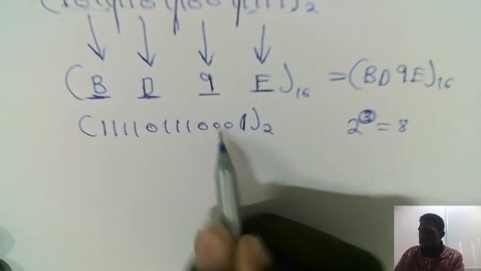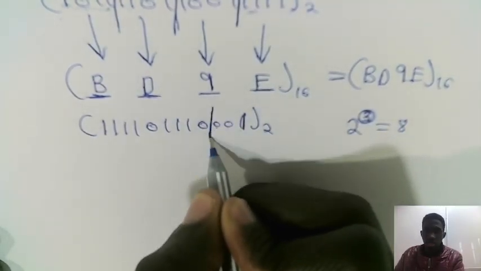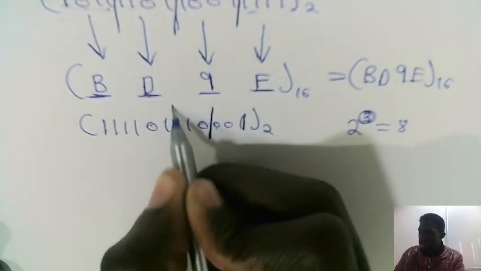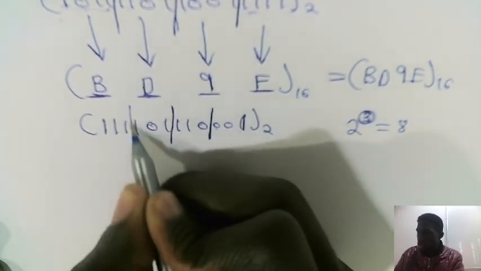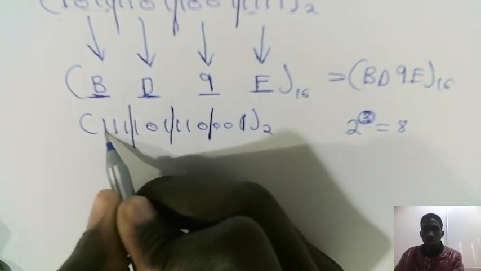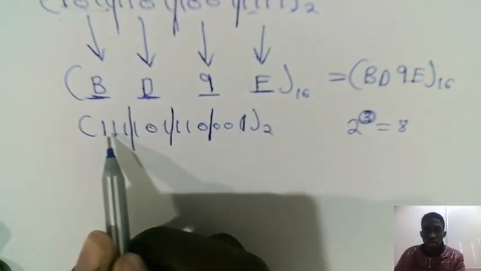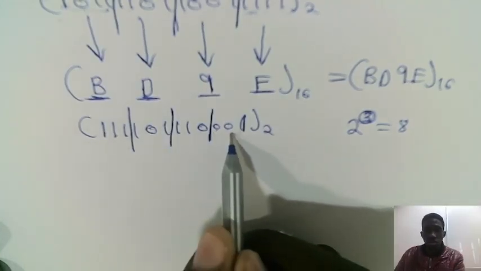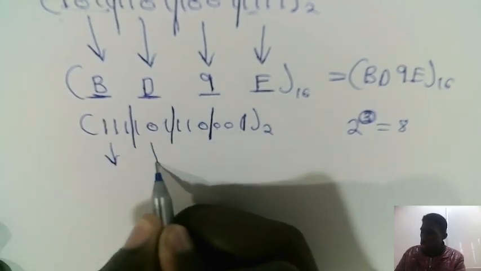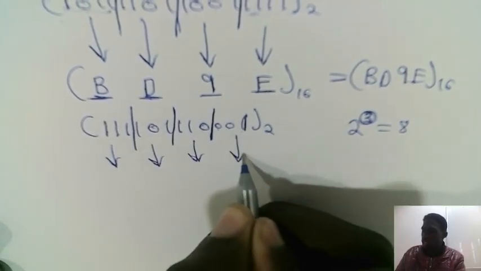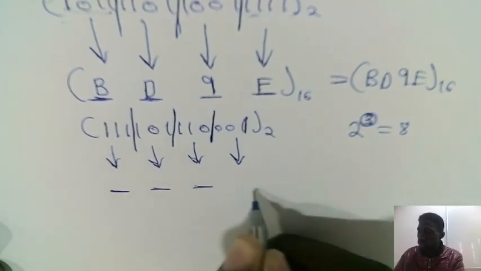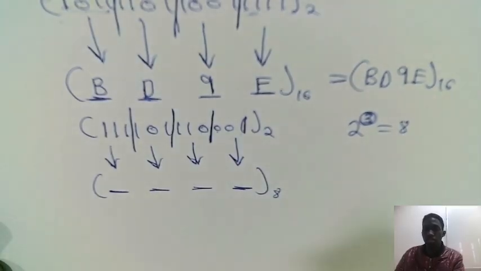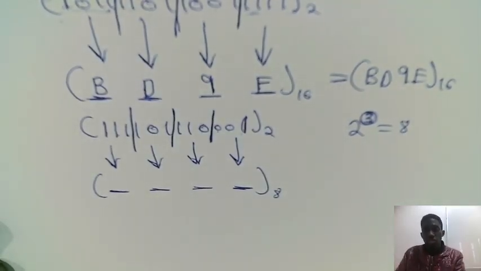So 1, 2, 3 and make a slash. 1, 2, 3 and make a slash again. 1, 2, 3 and make another slash, and 1, 2, 3. So I've separated this number in groups of 3, starting from the right. Now each one is going to give me a digit in base 8. I just need to find those base 8 digits, and that will be my answer. Let's get right into it.